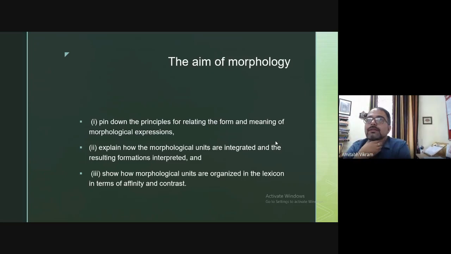Anyone can raise this cross question: when we have phone, we have phonetics, and when we have phone, we have phonology, then when we have morph, why do we not have morphotics and only have morphology? So morphology also explains such things. It will show how morphological units are organized in the lexicon in terms of affinity or contrast. Affinity means closeness and contrast means how distinct or different they are. So that is also an aim of morphology.